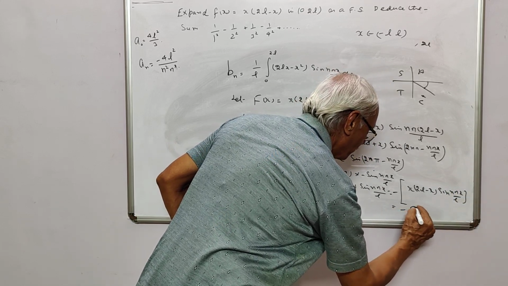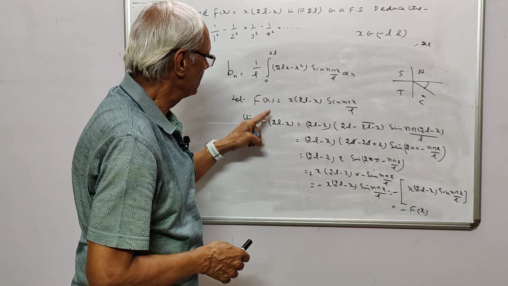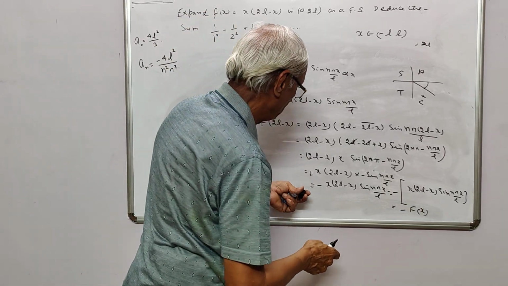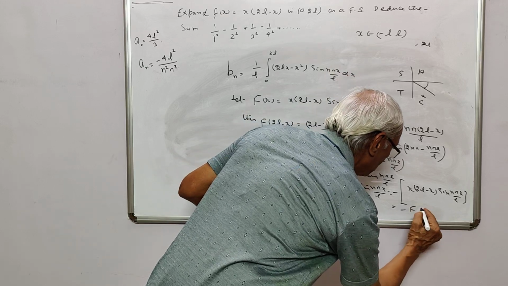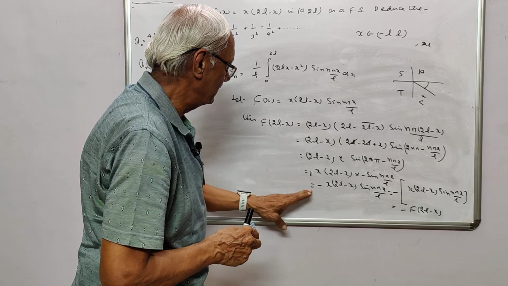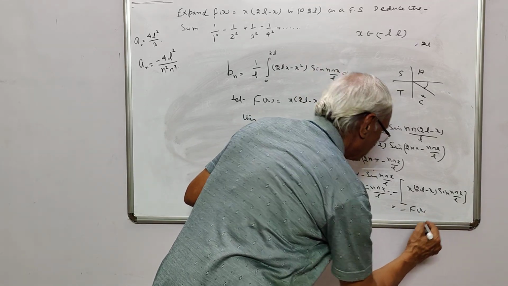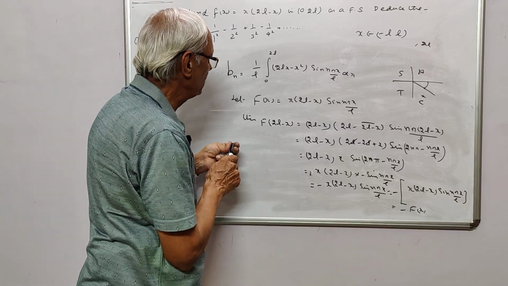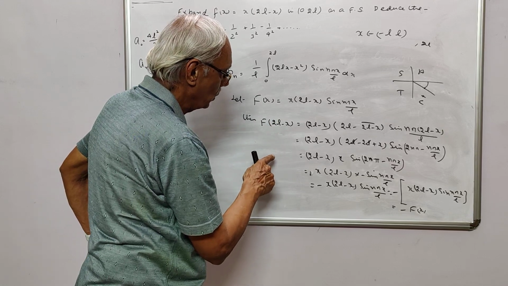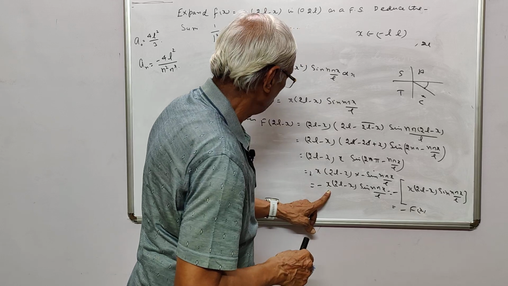But this is nothing but your f of x. So what is it that you get? Sorry, f of 2l minus x is equal to minus f of x. See, it is minus f of x. Here what I want to tell you is that if f of 2l minus x happens to be equal to minus f of x, then f of 2l minus x is equal to minus f of x.